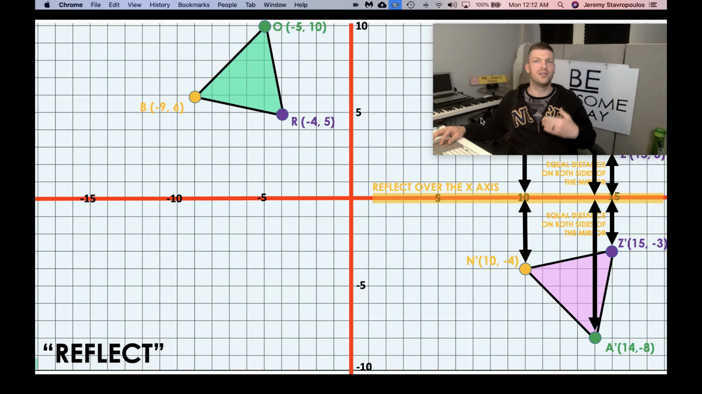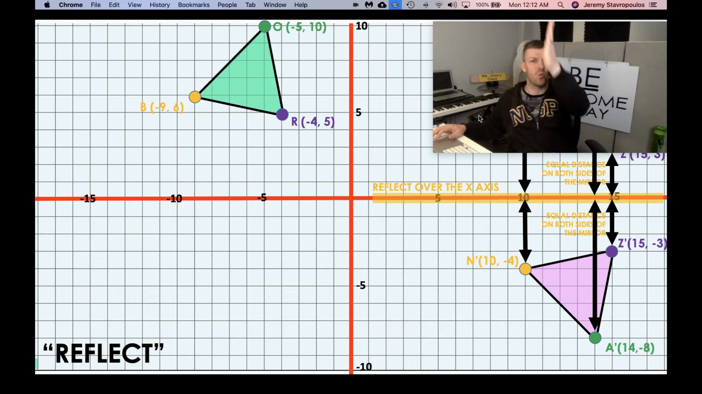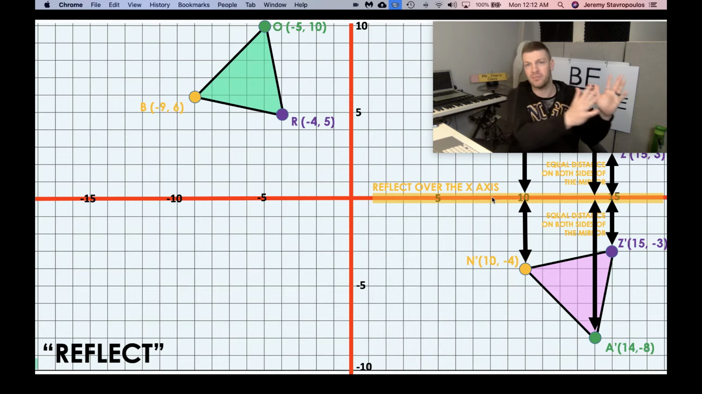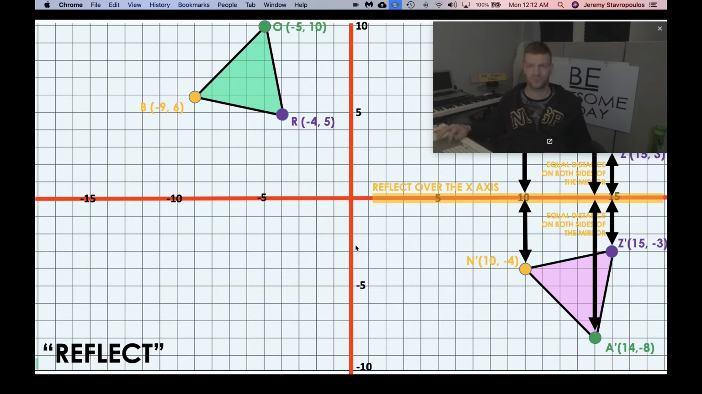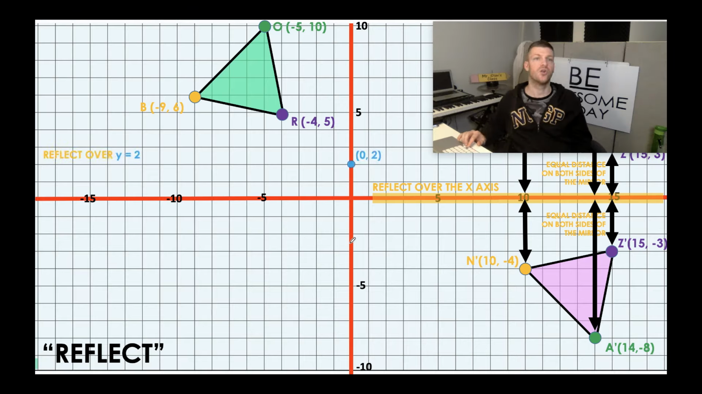So in the last question, we reflected over the y-axis, and in this question that we're just finishing here, we're reflecting over the x-axis. Okay, but these are not the only mirror points. You can be asked to reflect anywhere along the Cartesian plane. Okay, so you might get a question that says, reflect over y equals 2. Okay, or reflect over a line that would cross through y equals 2.